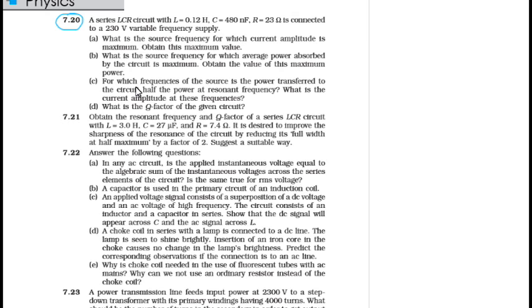C. For which frequencies of the source is the power transferred to the circuit half the power at resonant frequency? What is the current amplitude at these frequencies? D. What is the Q factor of the given circuit? Let us see the solution.